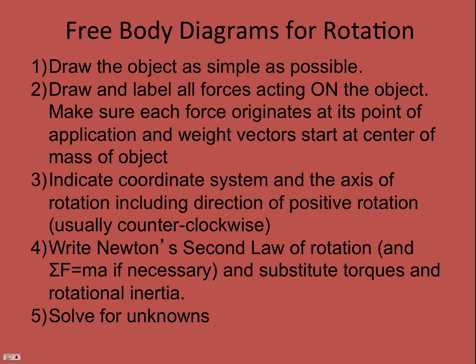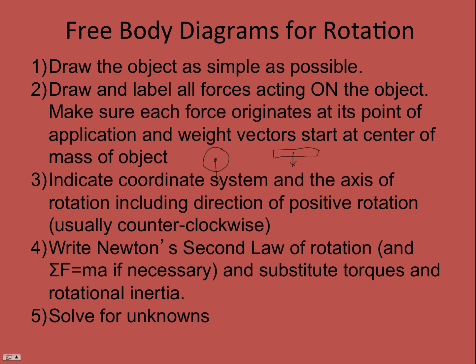And so we're going to learn how to apply this, and it's the exact same thing we did with Newton's second law for objects moving in a line. So we draw the object as simple as possible, draw and label all the forces acting on the object, but now we have to be careful and make sure that we have the force originate at its point of application, and weight vectors start at the center of mass of the object, which will be the center of the object. So if there was something that was round, mg would start from the middle. If it was a stick, mg would start from the middle. So get used to start doing that.